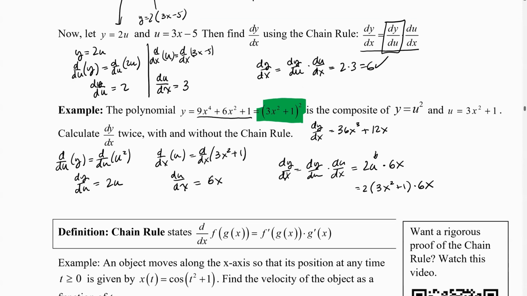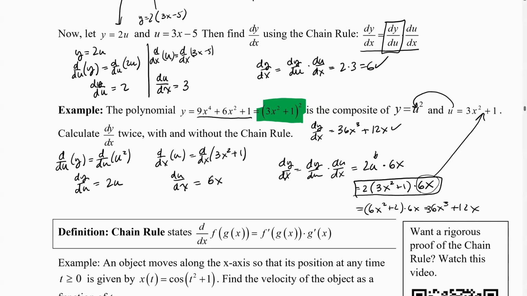Now, here's where I want to recognize that if we did expand this, I get 6x squared plus 2 times 6x, which is 36x cubed plus 12x. And we get the same thing there. Okay. But I want to look at this particular writing of it. What do we have here? This 6x is coming from the derivative of that. I'm going to call that the inside function. Why? Because that u is being operated on by the squared.